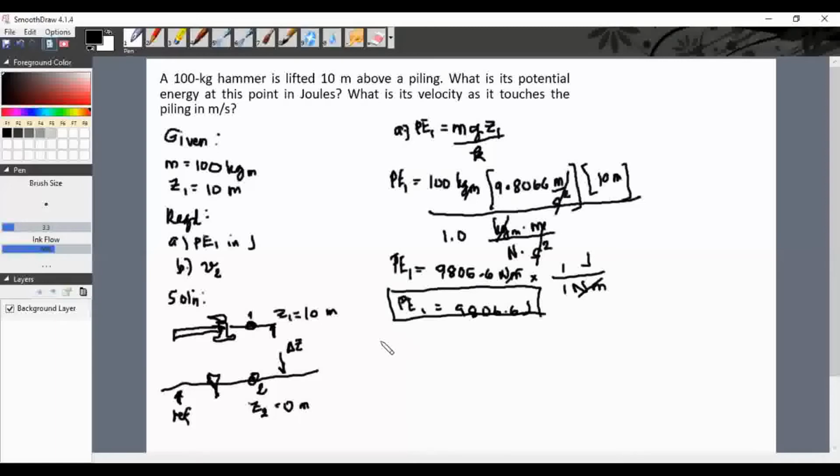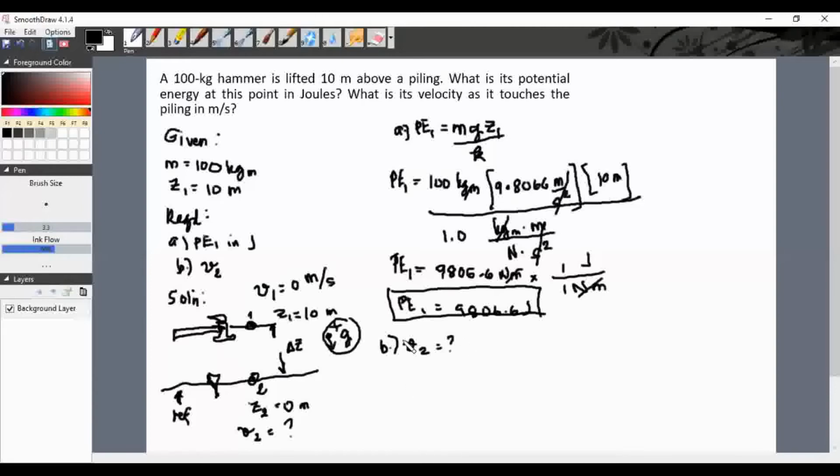For letter B, we are asked to find the velocity at point 2. Going back to the diagram, this is its velocity once it strikes the pile. However, we also have V1, which is automatically 0 meter per second. Why? Because it is at the highest point. This is vertical translation affected by G. Its motion to strike downward is by G, so we will use positive G in the formula.